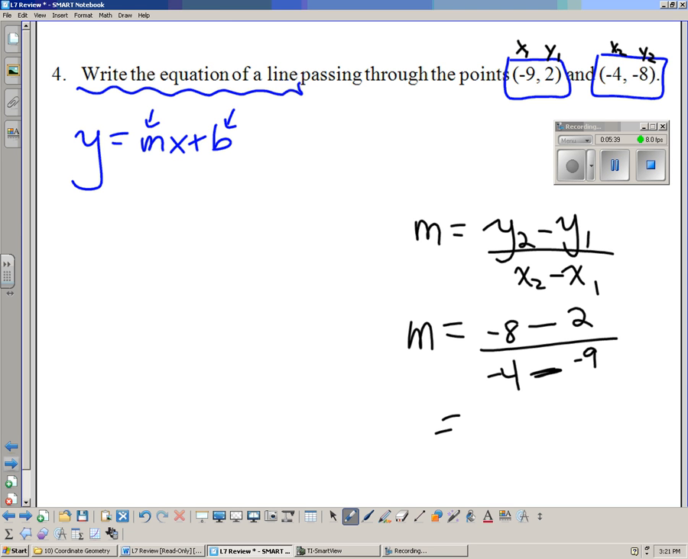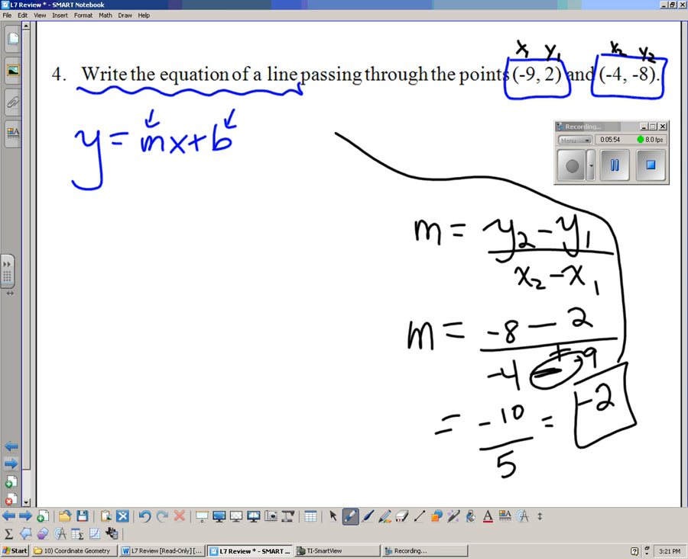So negative 8 minus 2 is negative 10. Negative 4 minus negative 9 becomes plus 9. So negative 4 plus 9 is 5. And negative 10 over 5 is negative 2 over 1. Or just do this in your calculator. Here is your slope. We will take this slope and plug it right in here. So we have y is equal to now negative 2x plus b.